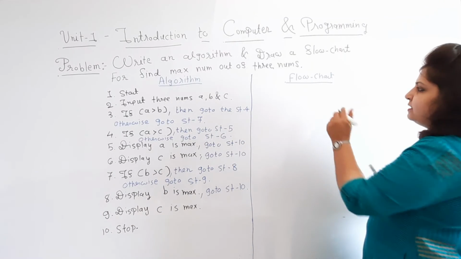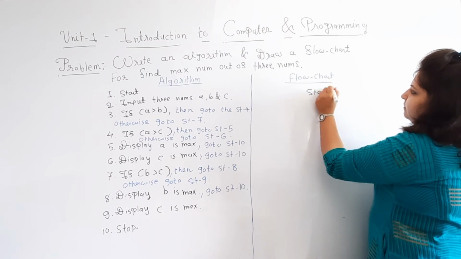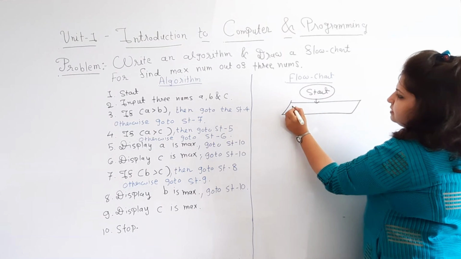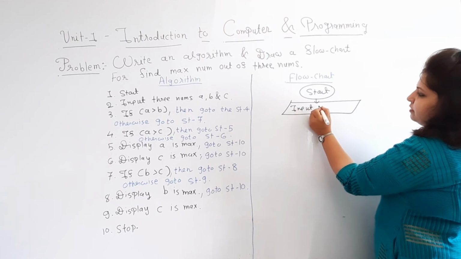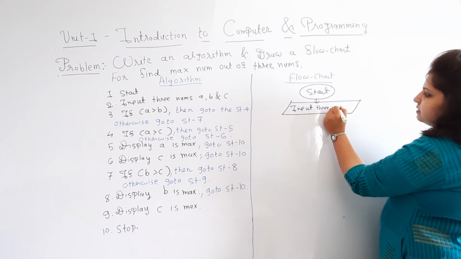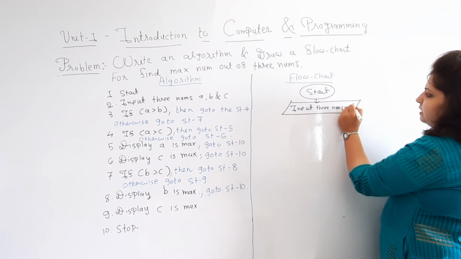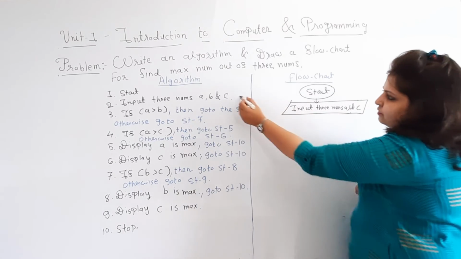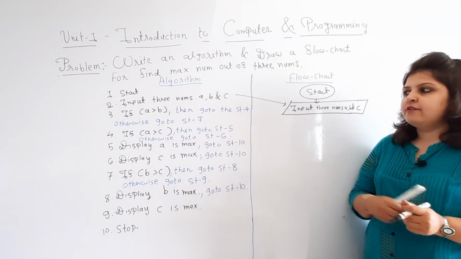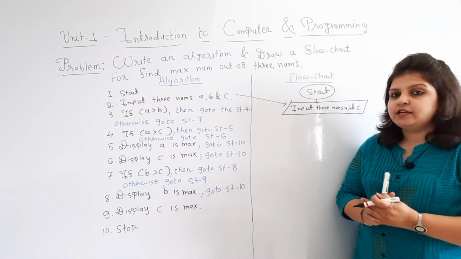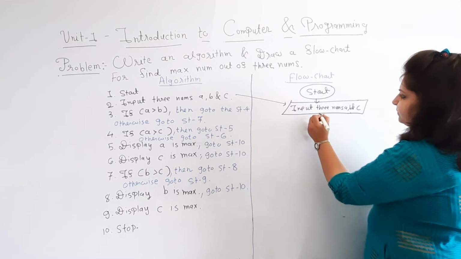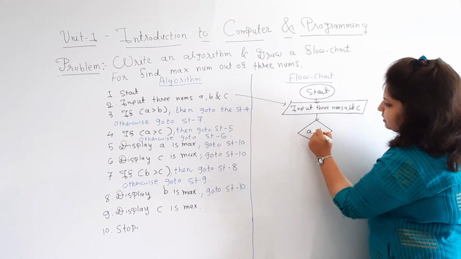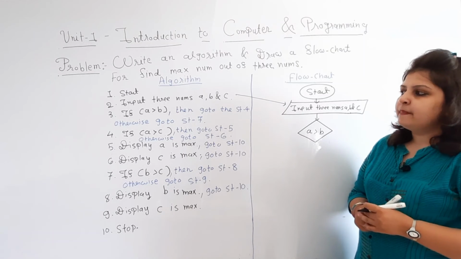So the first symbol is start, and our input is input 3 numbers A, B and C. So the input part is completed. Now our first condition, and for a condition we have to use a diamond. In the diamond we have to write our first condition, that is A greater than B.